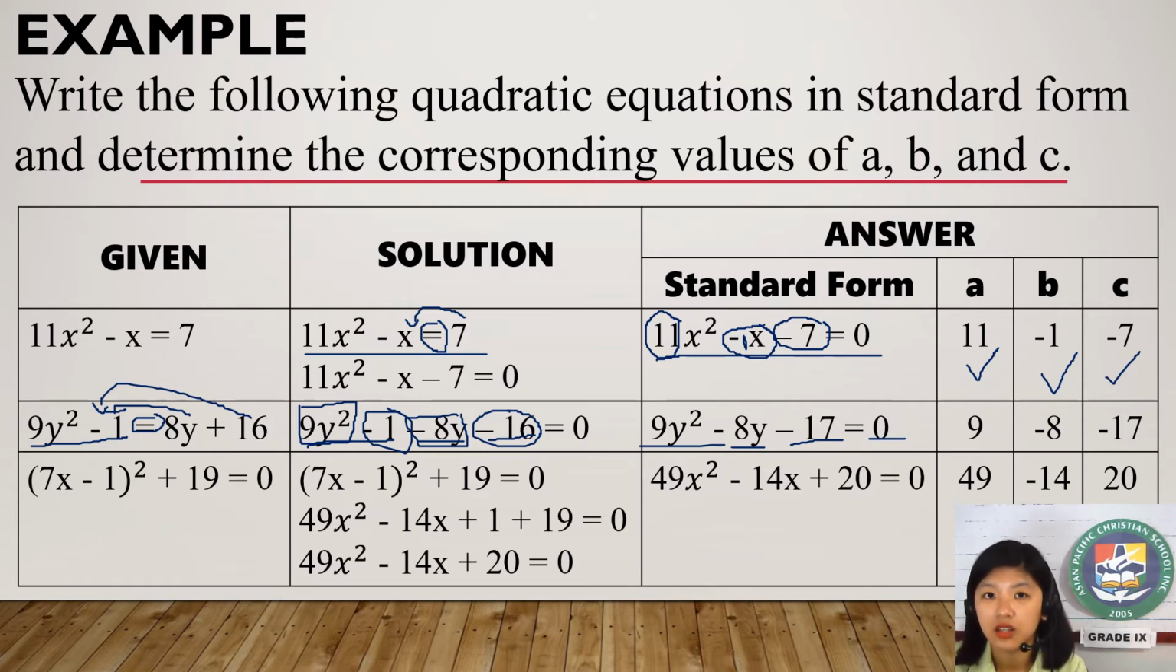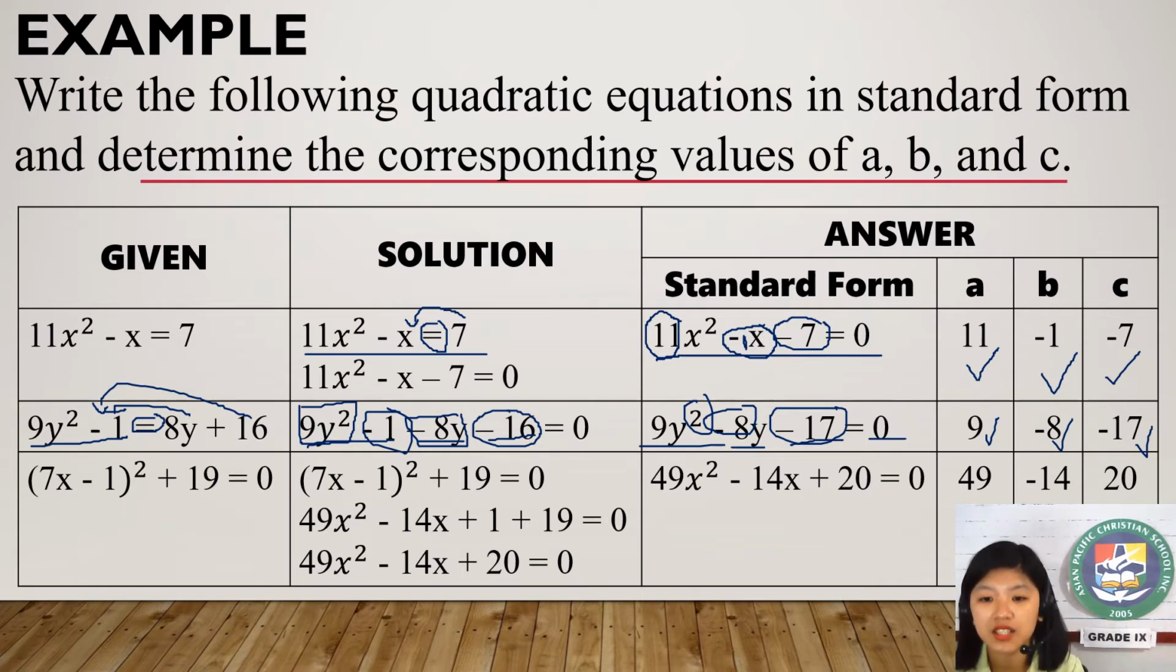And, ano yung mga values ng A, B, and C? So, again, yung first term, kung ano kasama nung may exponent na 2, we have 9 or positive 9. And yung value ni B, yun yung sa second term, yung kasama nung Y, anong kasama niya? We have negative 8. Next, yun yung sa letter C or the third term, we have negative 17.